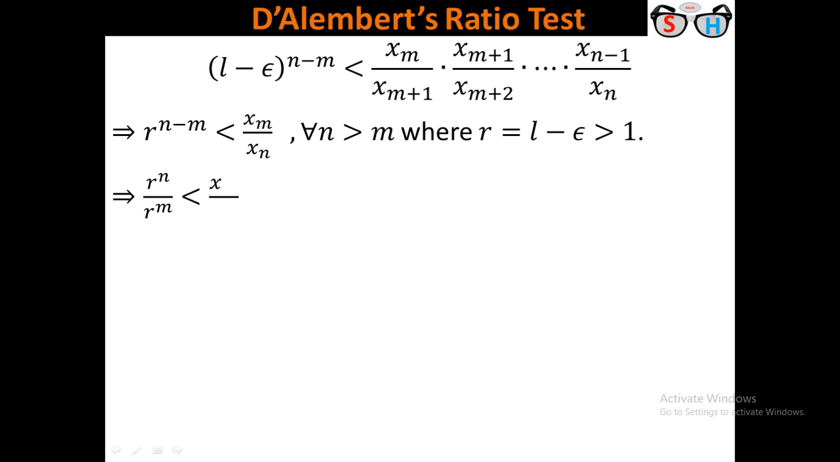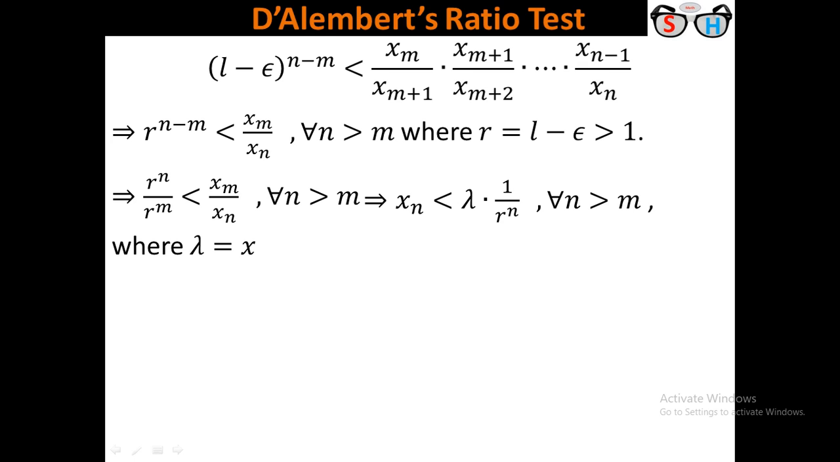That implies that r to the power m by r to the power n is less than x_m upon x_n for all n greater than m. Just I take here x_n on the left side and the remaining portions on the right side. The inequality does not change because all the expressions are positive, that is, x_n is less than lambda into 1 by r to the power n. Here lambda is a constant, equal to x_m dot r to the power m. I take lambda equal to x_m dot r to the power m, which is greater than 0.